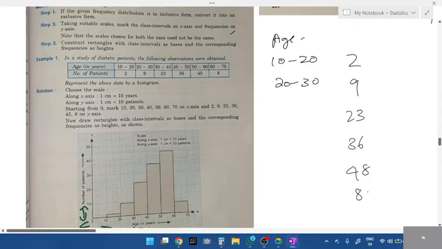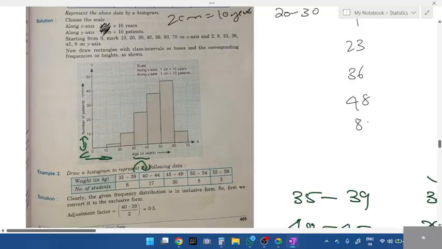For histogram, we don't take any extra values to it. It's a very simple graph. Then in x-axis, when you write the scale in x-axis, take 2 centimeter. You should write 2 centimeter is equals to 10 years because we are using a 2 centimeter graph. Then construct a graph like this. Start 0, 10, 20, 30, 40. It should be continuous. This is histogram.